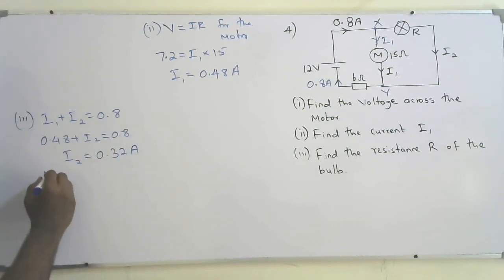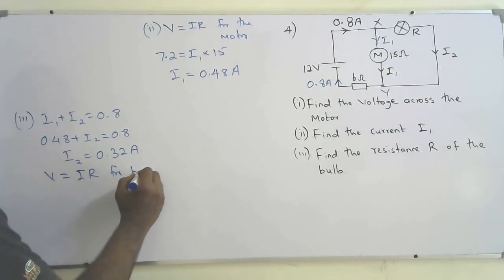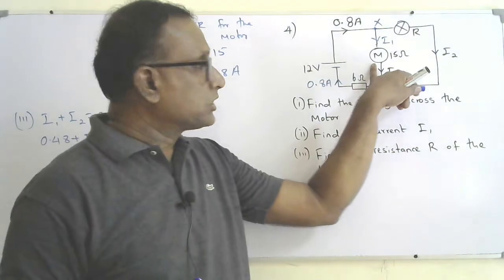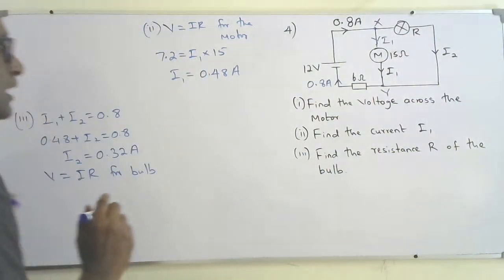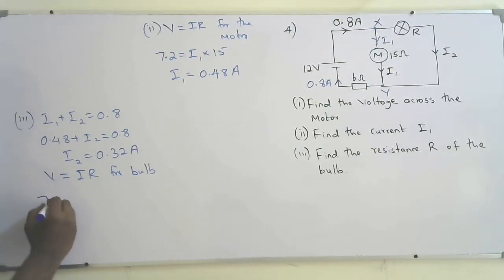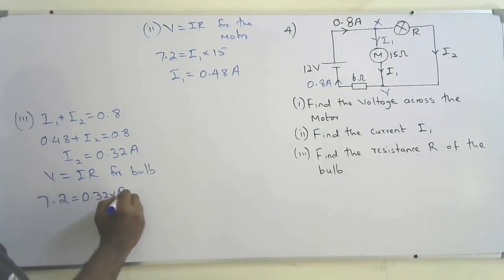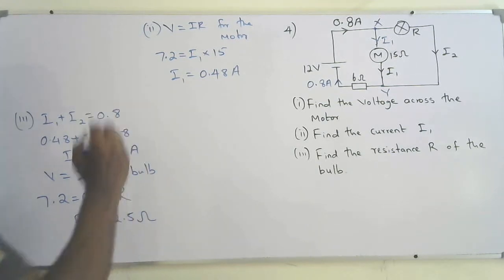Now use V equal IR for the bulb. I know the voltage across the bulb will be the same as the voltage across the motor, that is the voltage across the junction, because they are connected in parallel. So that will be 7.2 equal current through the bulb, 0.32, into R. So R will be 22.5 ohms.